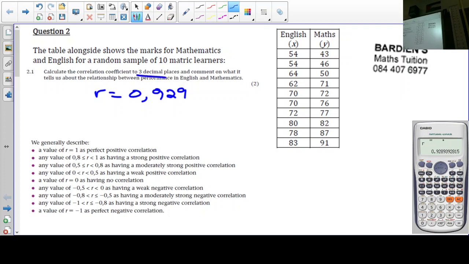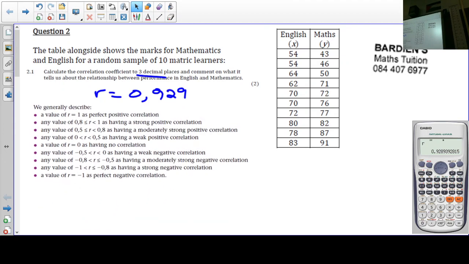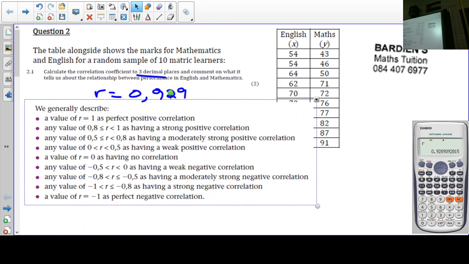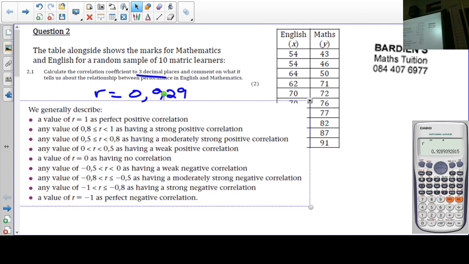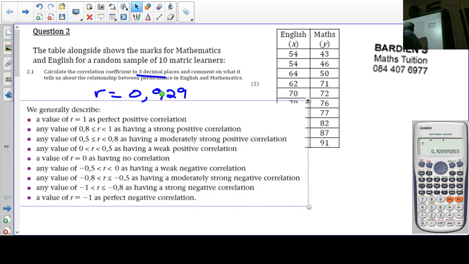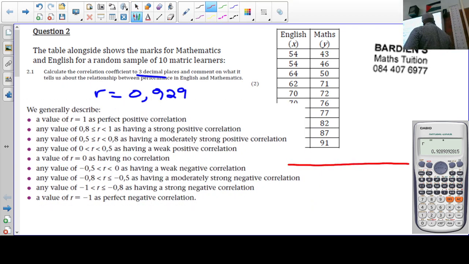Okay, so what can we say about this data? If you look at this table, I took it out of a textbook that is currently used. Generally, they describe your correlation coefficient or the relationship between the data as follows. So if you've got negative 1 there, 0, and positive 1 there. So if it's positive 1, it's perfect positive correlation. If it's negative 1, it's negative perfect correlation.